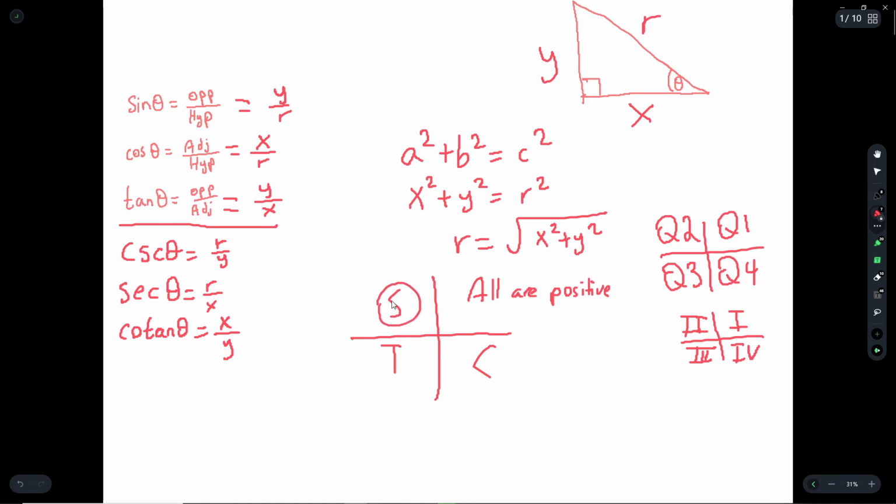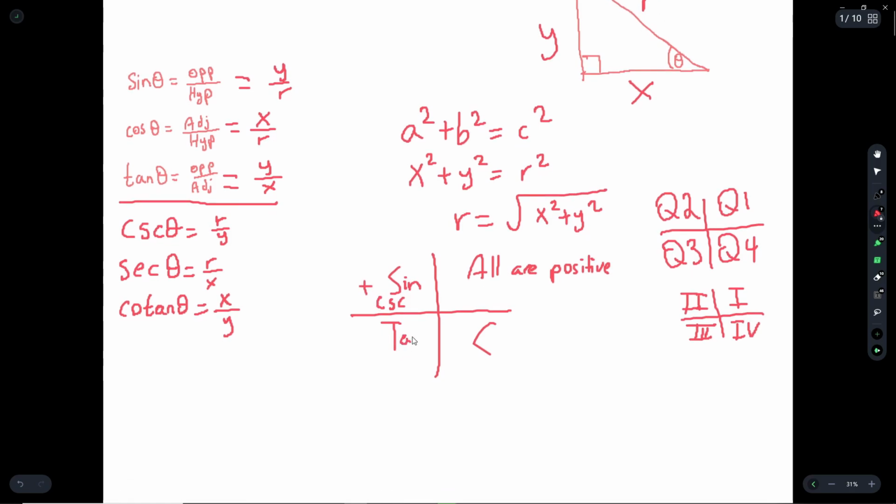Here s just means that only sine and its reciprocal are positive, so it would be sine and cosecant, so both of these are positive. And here tan and its reciprocal cotan are positive. Here cosine and its reciprocal secant are positive, and the rest are negative. So here cosine would be negative, here cosine would be negative, here cosine would be positive, here cosine would be positive. Here tangent would be negative, here tangent would be negative, and so on.